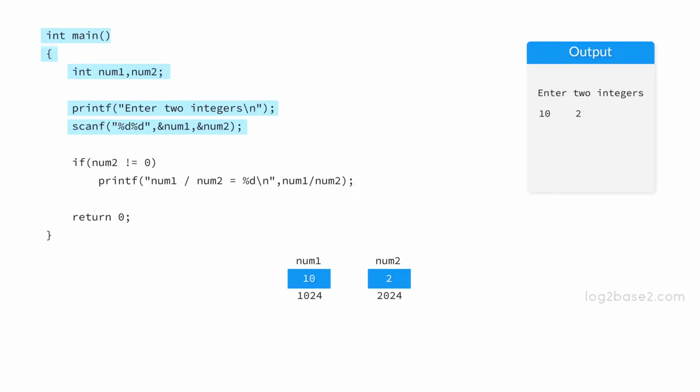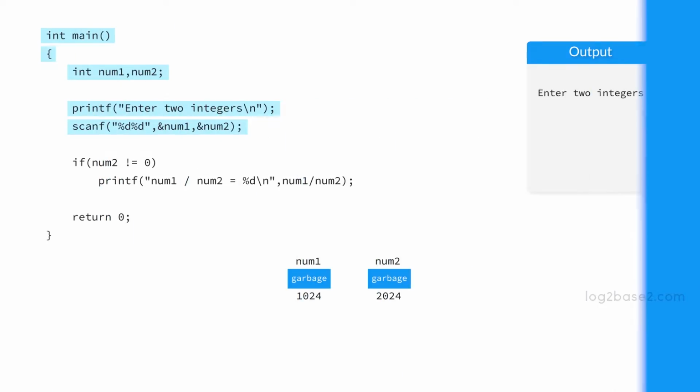And if num2 not equal to 0, that is the condition, and here num2 is 2, which is not equal to 0, so the condition is true. And the statement inside will be executed, and num1 divided by num2 will be printed, and the result of division 10 by 2, which is 5, will also be printed.